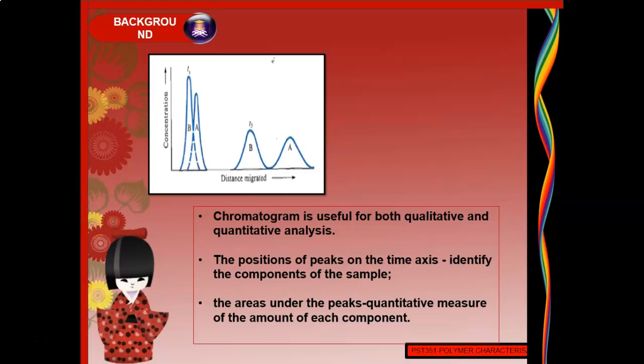So the position of the peak on the time axis will identify the component of the sample, and the area under the peak is a quantitative measure of the amount of each component. So the area below the curve actually measures the amount of component, and the position of the peak identifies what is the component that appeared on the chromatogram.